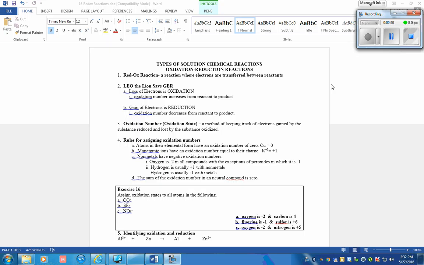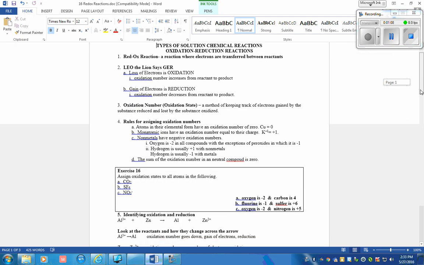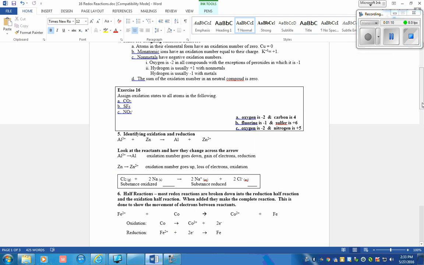In order for you to be proficient in redox reactions, you need to be able to determine the oxidation state of every atom in a chemical reaction. And now there are some rules for assigning those numbers, and we see them here. You need to remember that any atom as it is in its elemental form has an oxidation number of 0. This includes the diatomic elements. So chlorine, when it is in its elemental form, Cl2, has an oxidation number of 0.